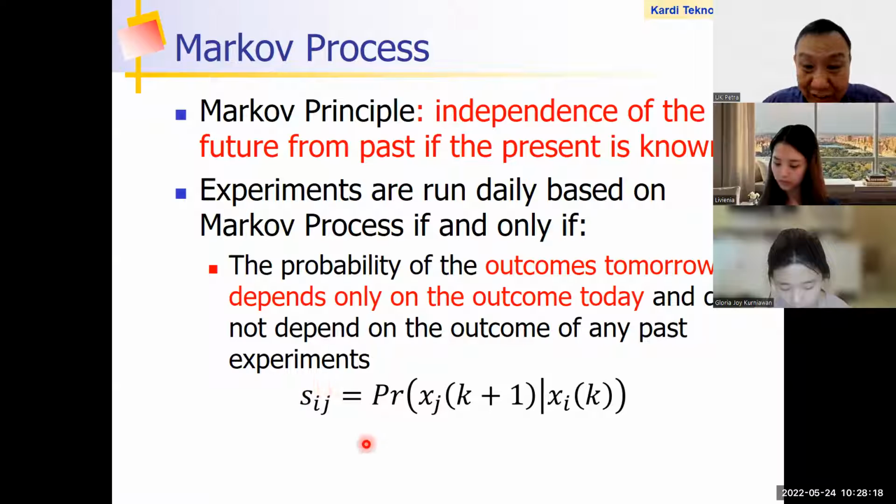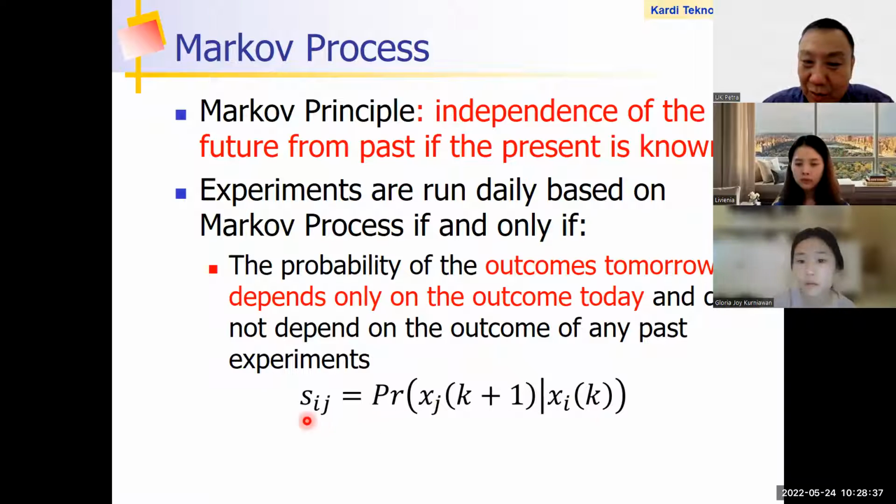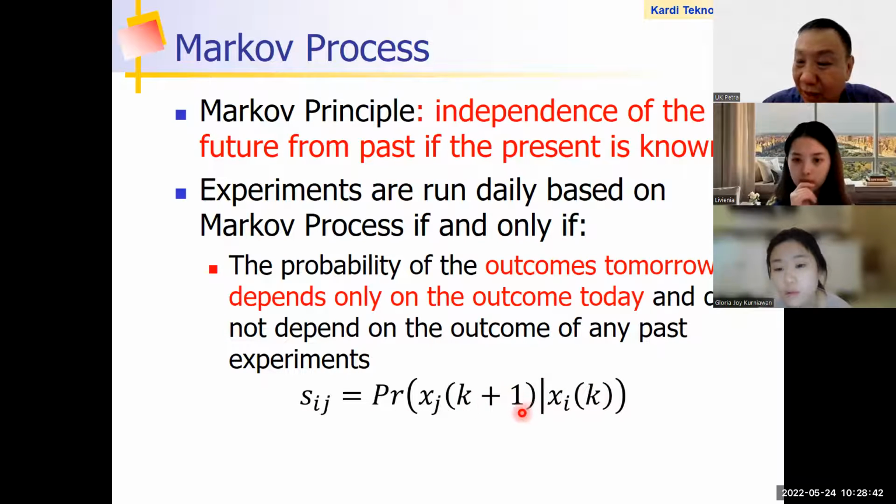Because this is a stochastic process, I give a notation S. In my slide I put the notation Sij. Sij means today you are in i, tomorrow you are in j. Can you see the notation that I'm using? K is the time, K plus 1 means tomorrow, K is today. So today you are in i, tomorrow you are in j, so I put it as Sij.